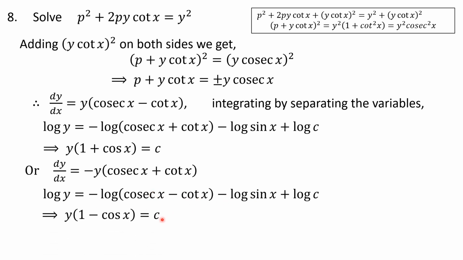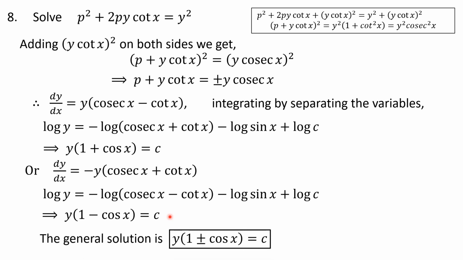so y into (1 minus cos x) equals c. Finally we can combine these two solutions together: y (1 plus cos x) equal to c and y (1 minus cos x) equal to c. We can write the general solution together as y into (1 plus or minus cos x) equal to c, because we have the same terms 1 plus cos x and 1 minus cos x. So I write 1 plus or minus cos x equal to c.